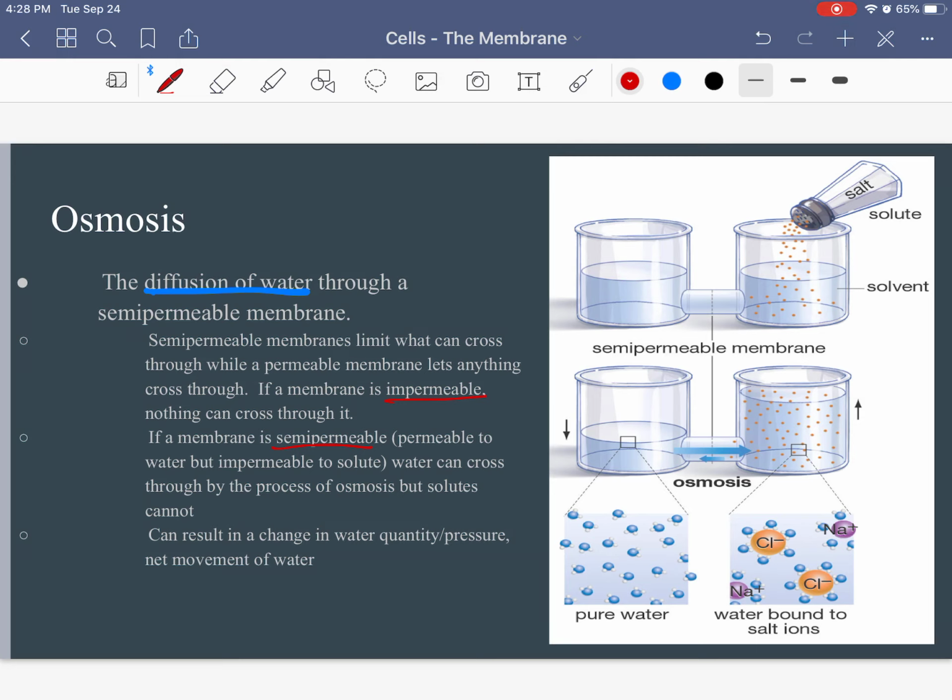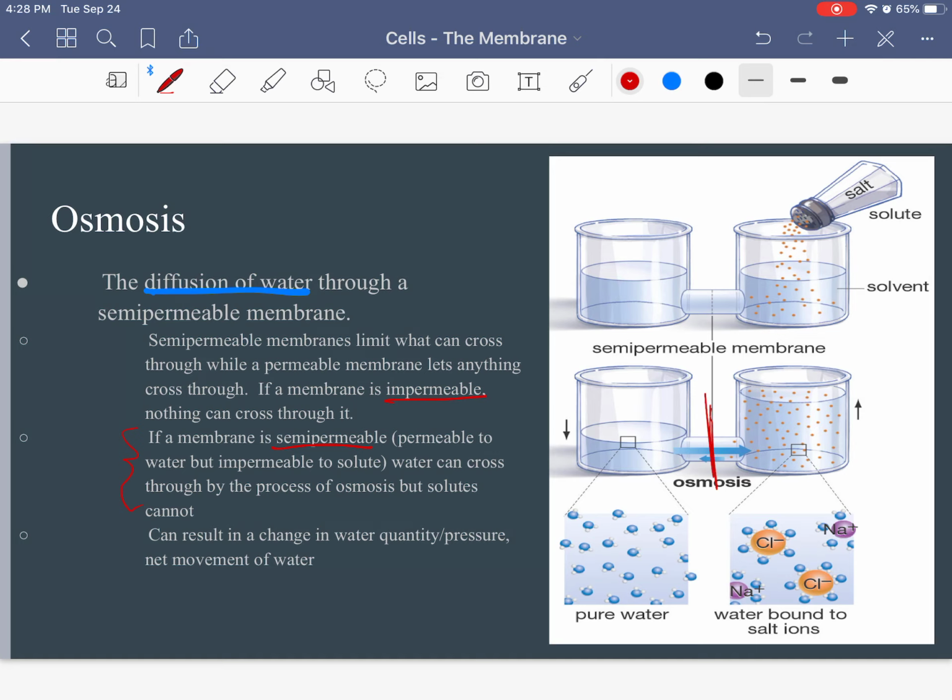So when we talk about impermeable and semi-permeable, or specifically semi-permeable, that means that water can go through the membrane, but maybe not all materials can go through the membrane. So maybe in our diagram's case, salt cannot go through our little membrane right here.